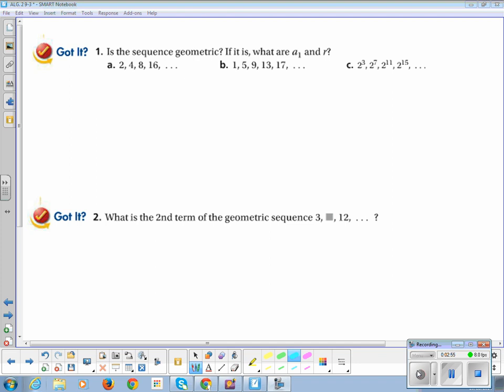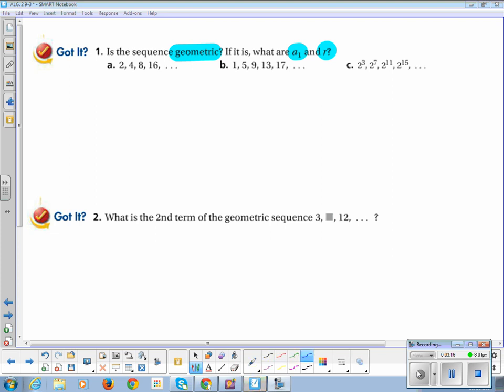All right, so we're going to do some examples. We're going to identify if the sequence is geometric, and if it is, what the first term is and what the common ratio is. So we're going to say geometric or not and find A and r.